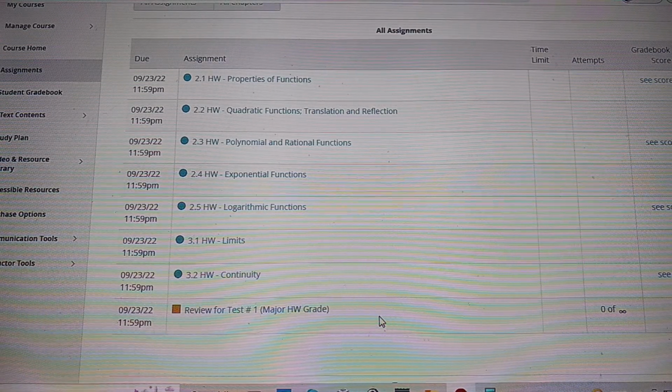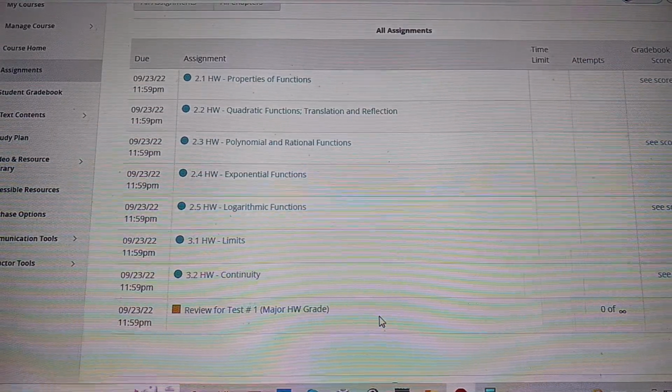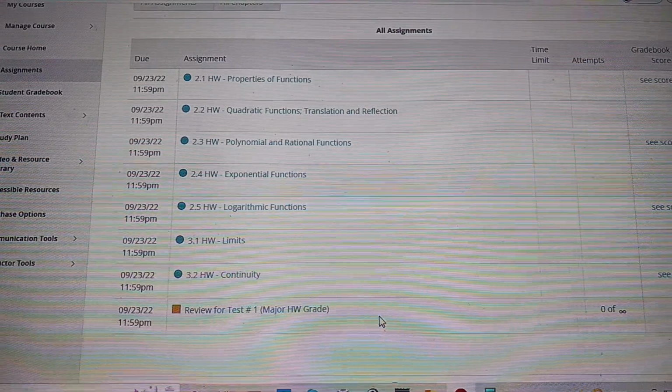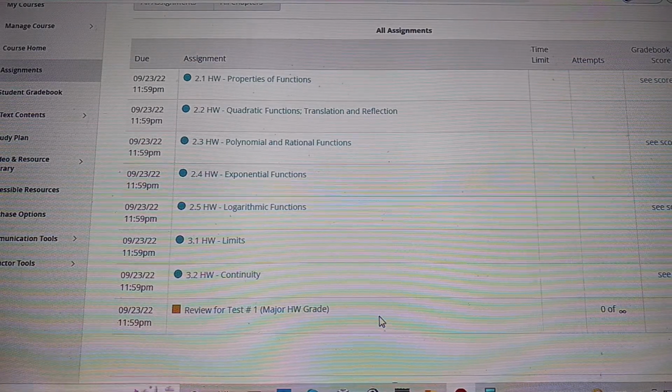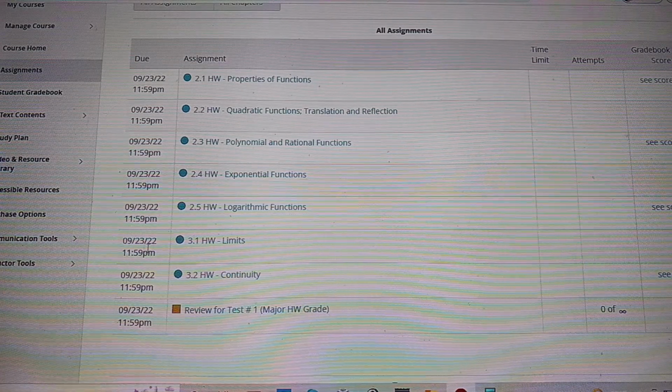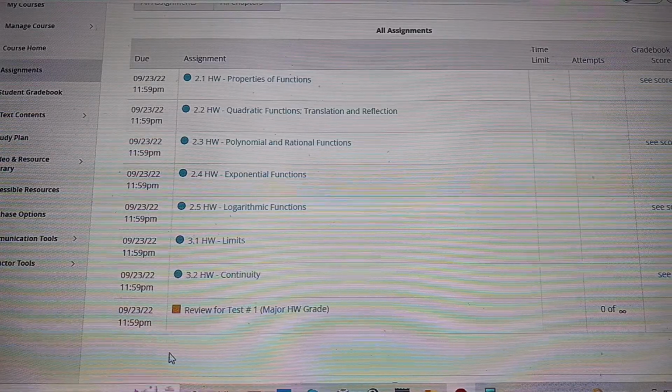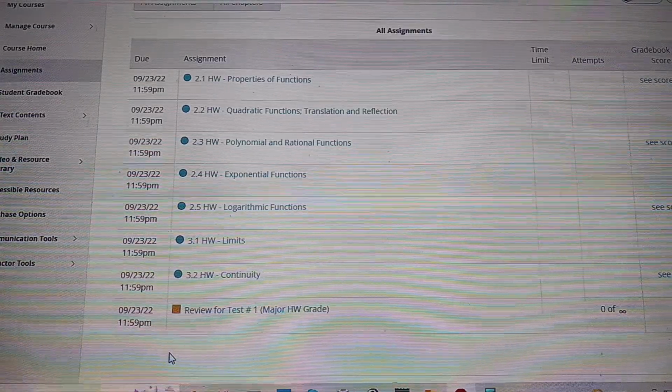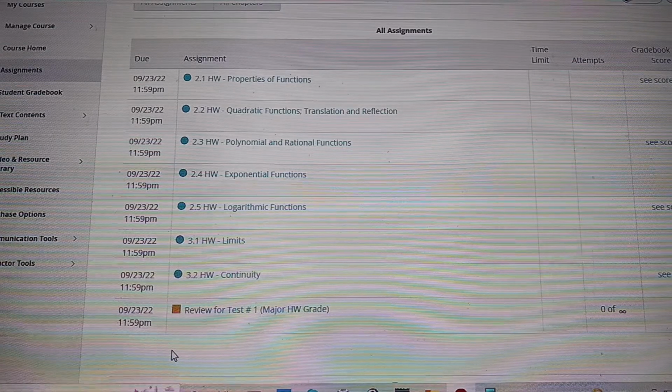And then all 4 tests are worth 60% total, 15 each. The final's worth 20%. So the final's worth a little bit more than a regular test is. All 8 of these items are due on September 23rd at 11:59 p.m. There's going to be a 2-day testing window on September 22nd through September 23rd.